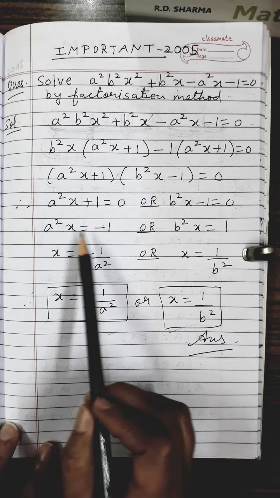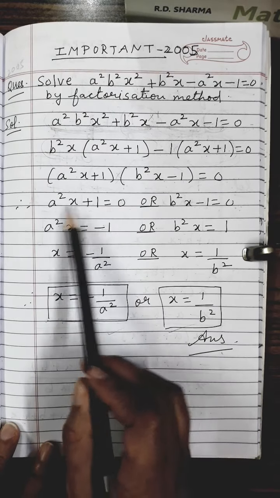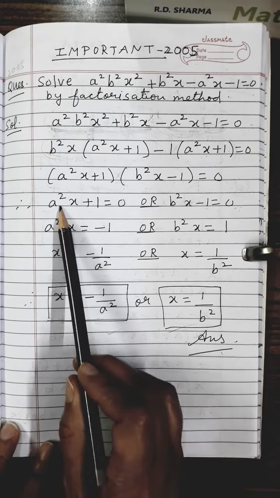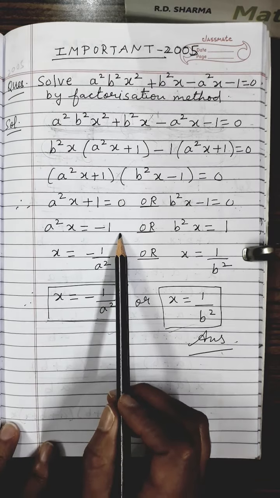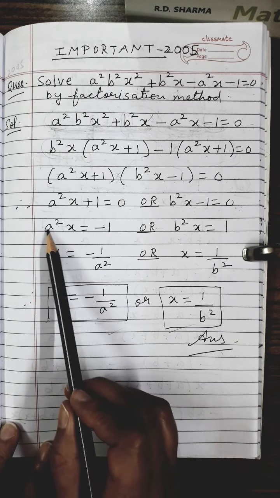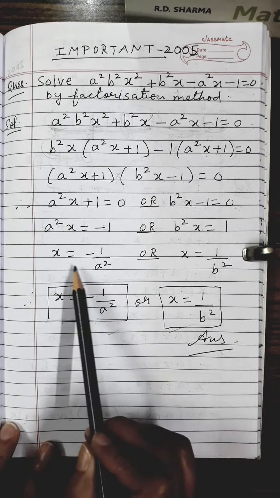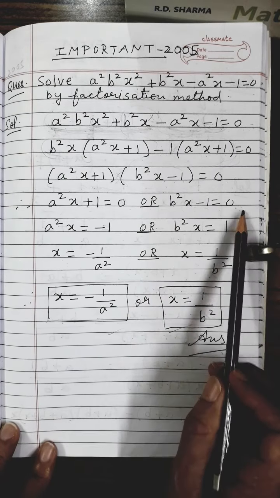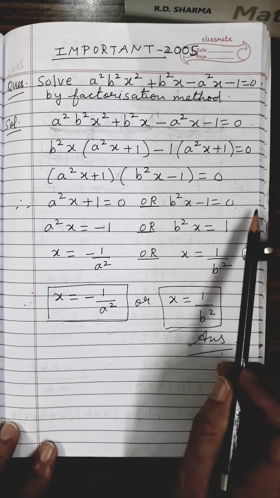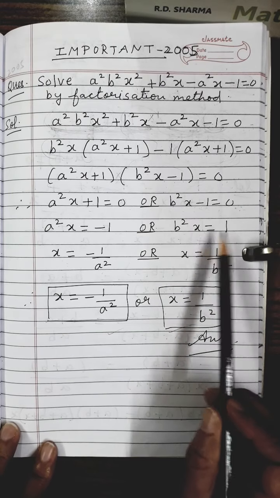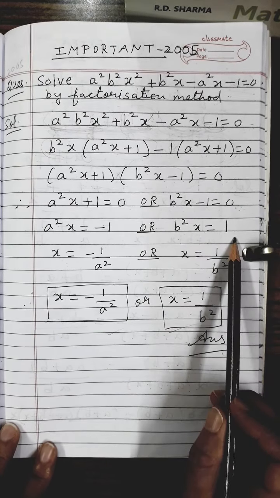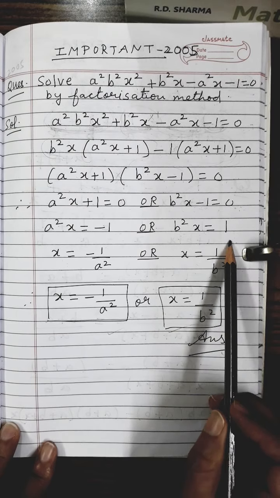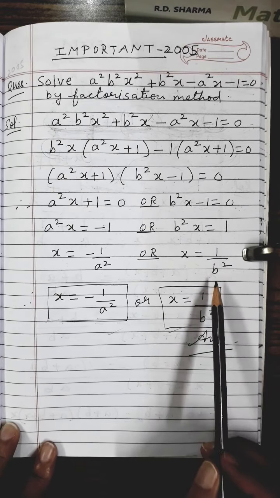Look at this equation. I have to solve for x. So bring plus 1 on the right side. So it becomes a square x equals to minus 1. So therefore x equals to, bring a square on the right side, it will get divided. So x equals to minus 1 upon a square. Now come to the second equation. Bring 1 on the right side. So it becomes b square x equals to 1. Bring b square on the right side. So it becomes, b square will get divided, x equals to 1 upon b square.